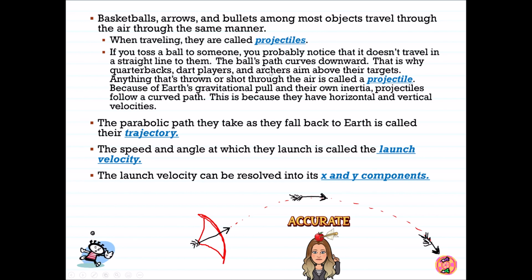Anything that's thrown or shot through the air is called a projectile, and because of Earth's gravitational pull and their own inertia, projectiles follow a curved path. Again, they have horizontal and vertical velocities, which are independent of one another. The path they follow is called the trajectory. When they launch, they have a launch velocity, and the launch velocity will be resolved into its x and y components so that we can use those kinematics equations to calculate other parameters of the motion.